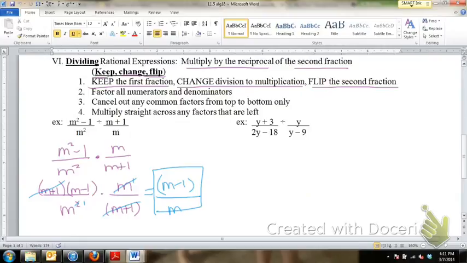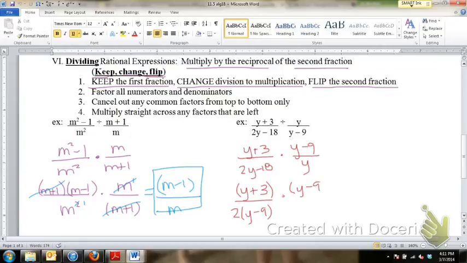Alright, let's try the next ones. Keep the first fraction. Change dividing to multiplying, and flip the second fraction. Always factor. Can't do anything there. But in the bottom they have a 2 in common, so I can take a 2 out. These parentheses. And now let's see what can start canceling out. Y minus 9, y minus 9, and that's it. Y plus 3, and 2y.